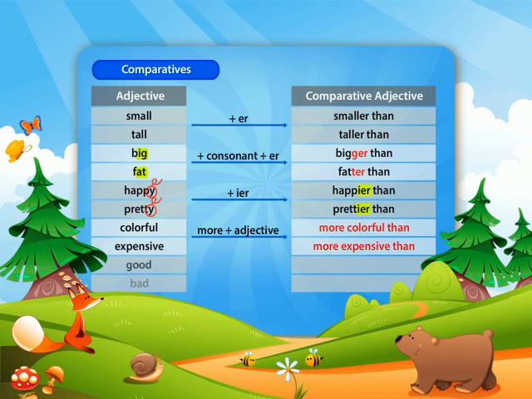There are also irregular comparative adjectives. For example, good becomes better and bad becomes worse.